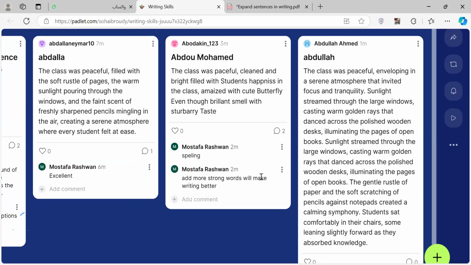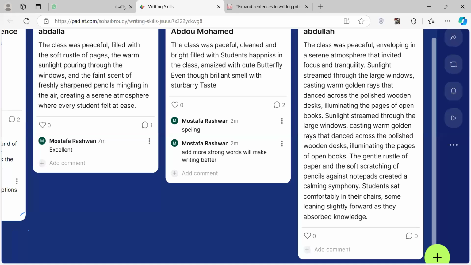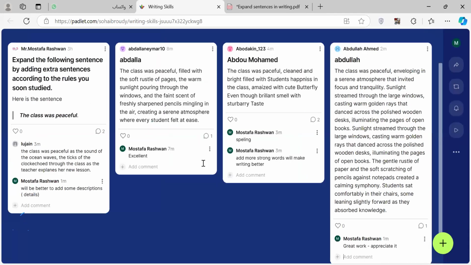Abdullah Ahmed. Enveloping in a serene atmosphere that invited focus and tranquility. Sunlight streamed through the large windows, casting warm golden rays that danced across the polished wooden. MashaAllah. This is Abdullah. Star, great. Thank you, Abdullah. Great work. You're welcome. Appreciated. Great. Thank you. So, Abdullah, you can leave as well.